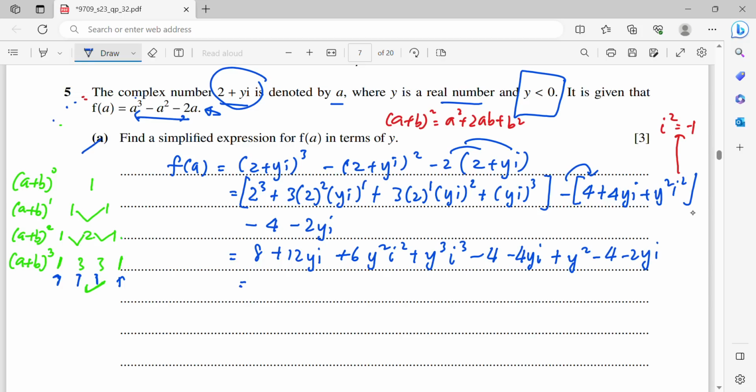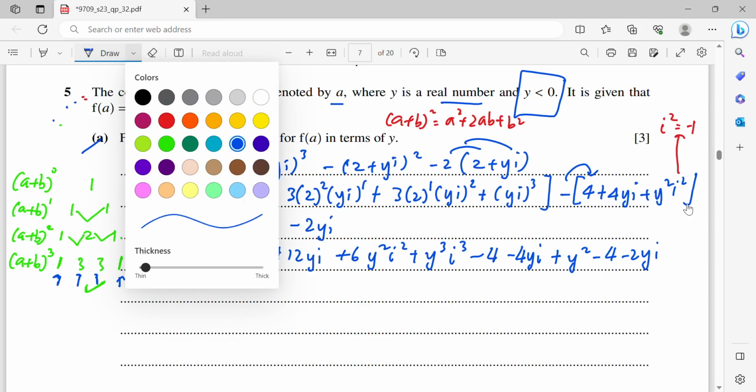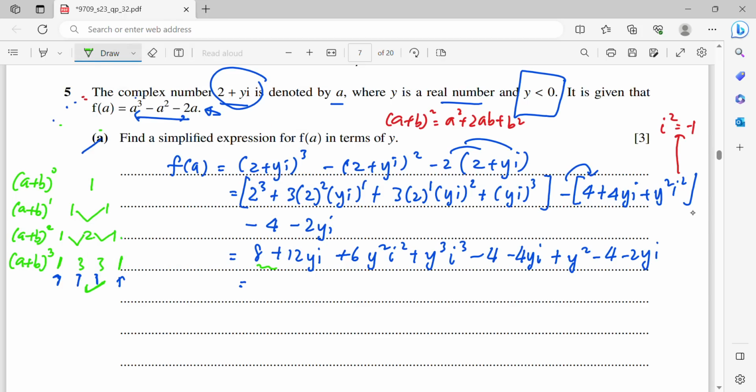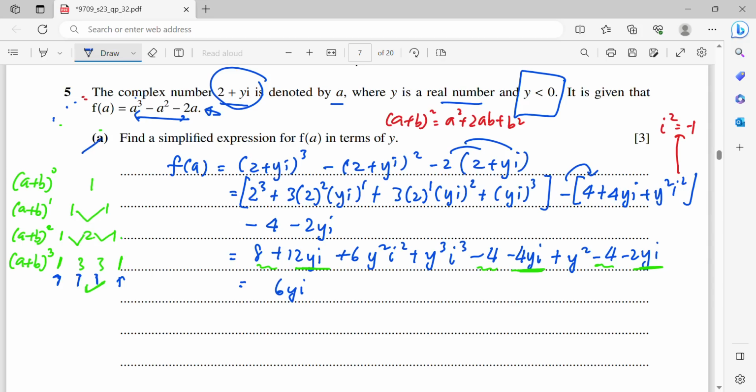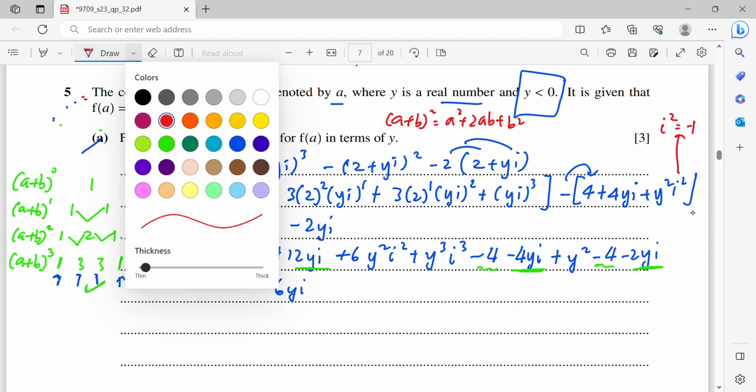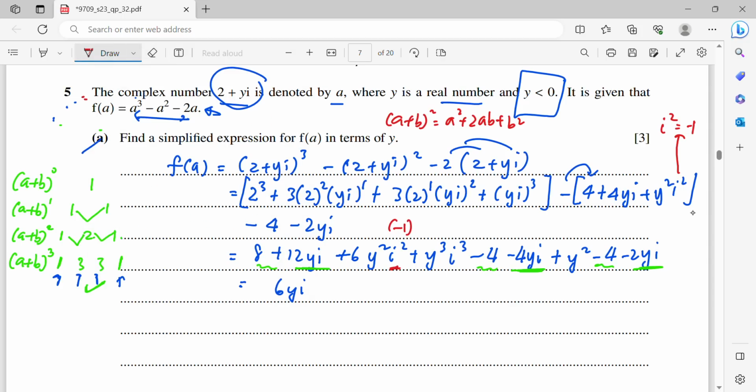And then now I need to simplify the i squared and also the i cube. So of course I can simplify the numbers first. Then you will get here 8 minus 4 becomes 0. Okay, then I will simplify 12yi minus 4yi minus 2yi. Then you will get 12 minus 6yi, so it will be 6yi. Now, this i squared is minus 1. So for your information, if i squared is minus 1, then i cube will be i squared times i. That means you are getting, okay, I will write here.